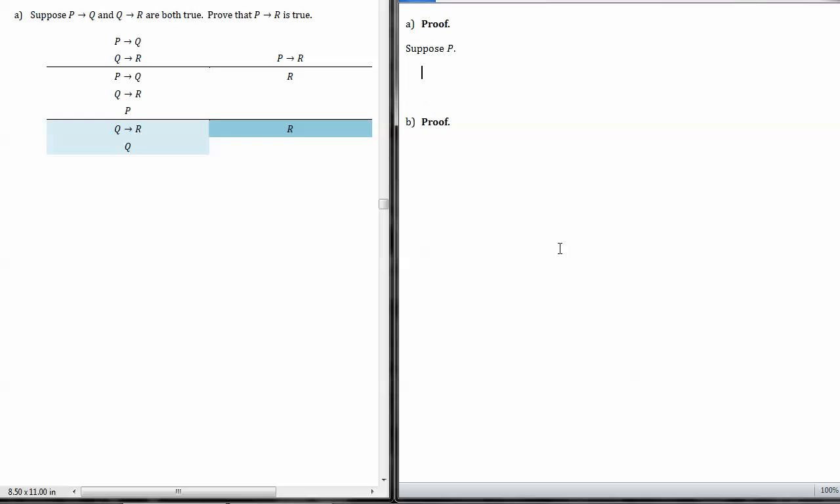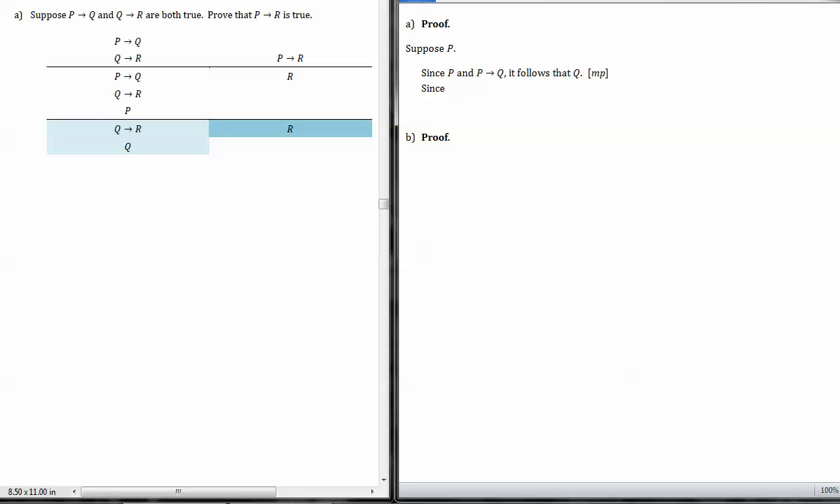And then, since P is true, right? We don't usually write the "is true" part. We'll just say since P and P implies Q, it follows that Q is true. And let me just make a note here that follows from modus ponens. Normally you wouldn't write that. It would just be understood, but as we're learning, I'll indicate that here.